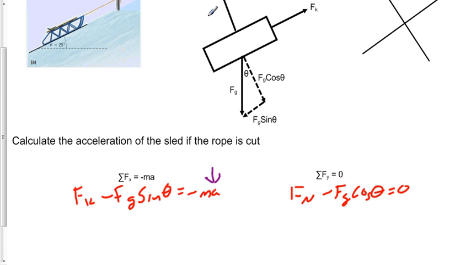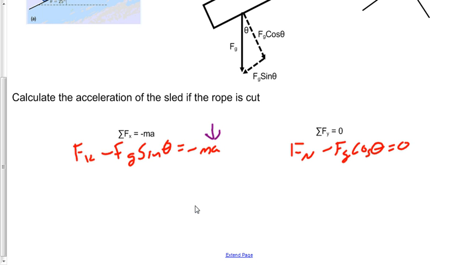But not quite, because there is one connection between these two. And it actually has to do with the force of friction. The one thing we talked about last time, if you remember, is that the force of kinetic friction is given by mu k Fn. So I actually have an expression here. So let's solve this for Fn.